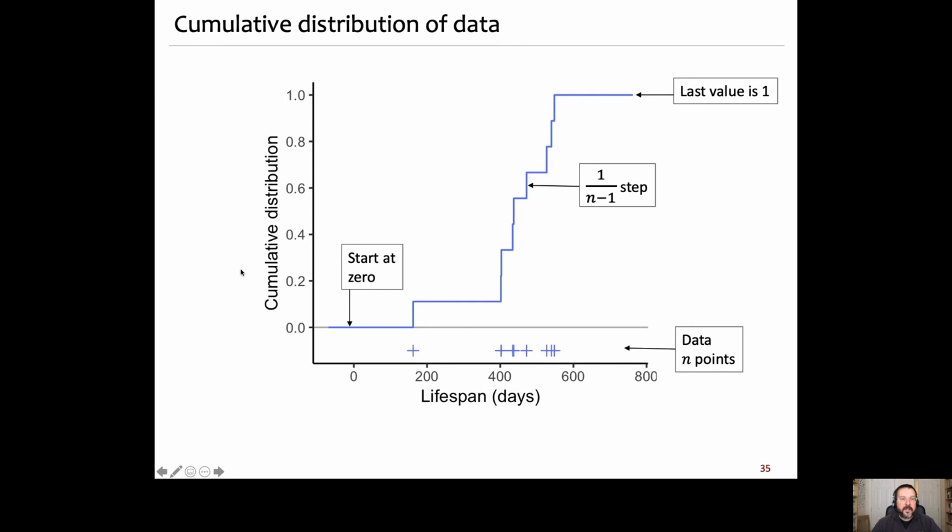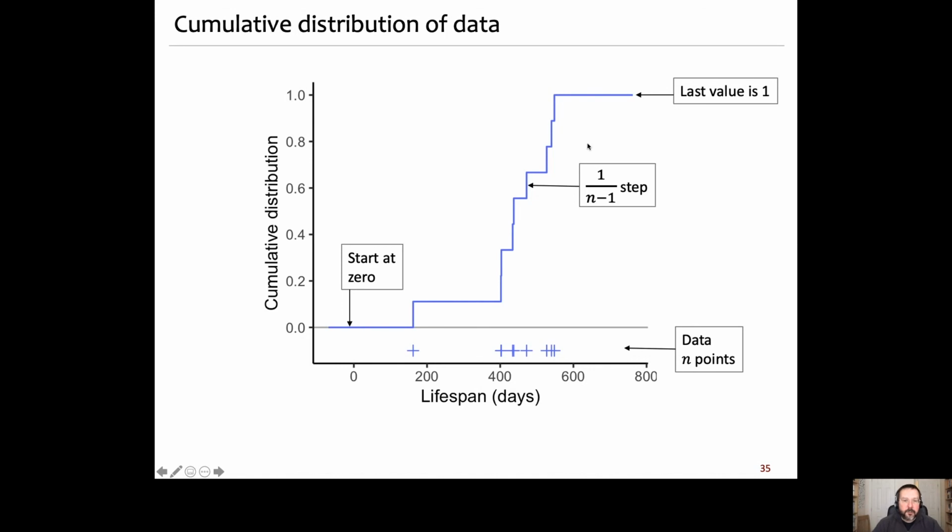To perform a Kolmogorov-Smirnov test, you have to find cumulative distribution of your data. Data points are shown here at the bottom of this panel. There are n points, and this is our lifespan of mice. And you build the cumulative distribution starting from the left. You start at 0, and you continue until you encounter the first data point, and you go up one step. You continue, you go up another step when you encounter another data point, and you do this until you reach the last data point, at which point you should be at 1.